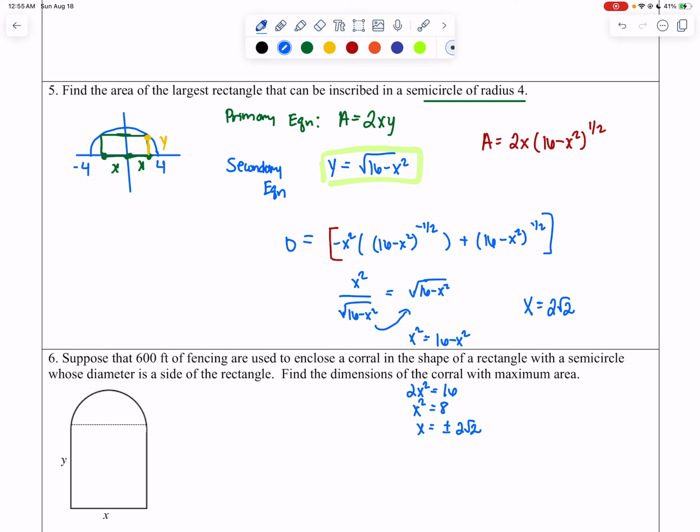Now, as a disclaimer, it is 12:55 a.m. on August 18th, okay? I am going to skip the sign chart part of this problem, and we're going to pretend that this is going to be a maximum, okay?